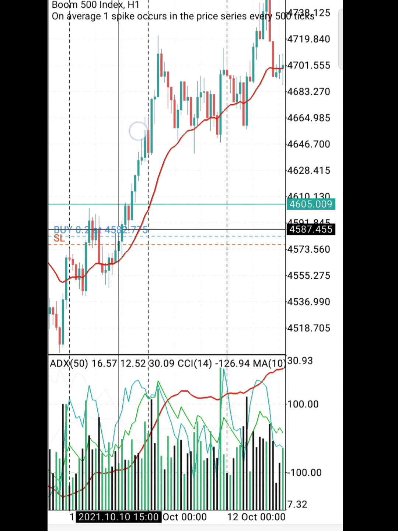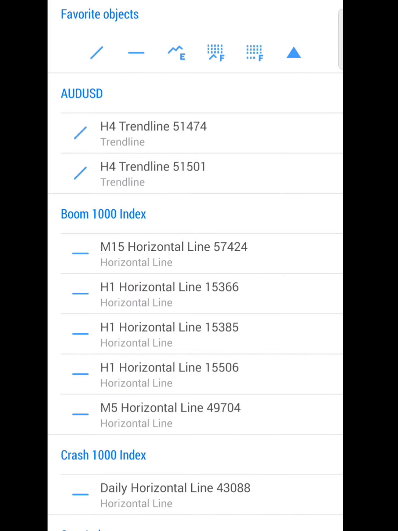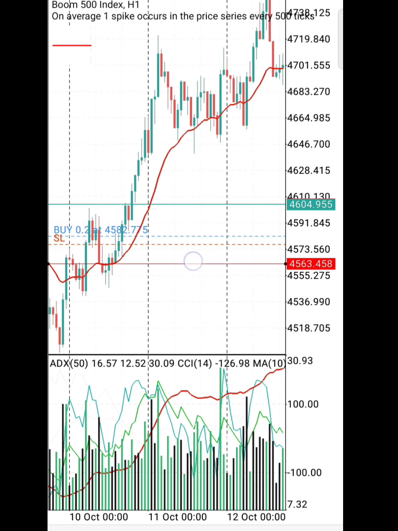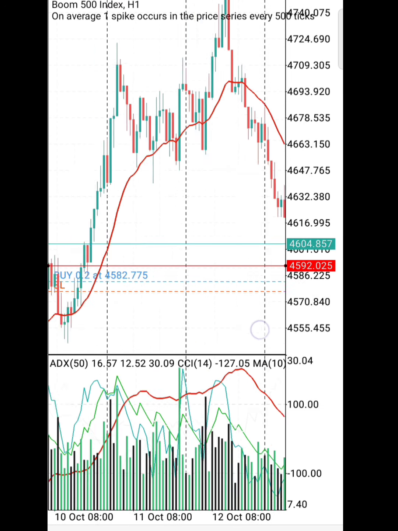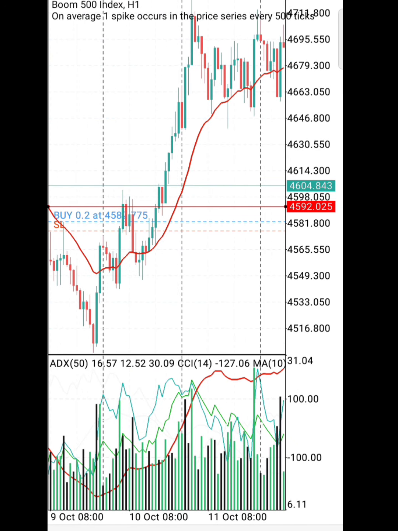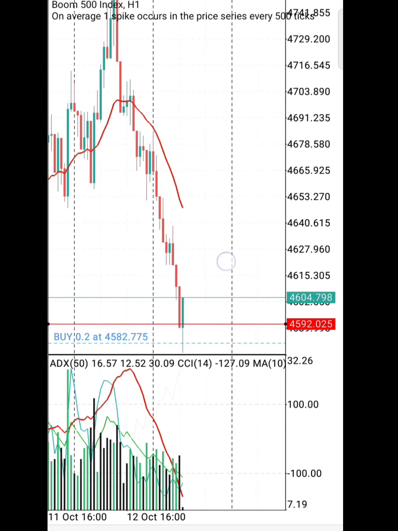So guys, I marked this point. I'm supposed to be doing this on my system, but let me just use the phone to show you. So I marked this point as a support level, number one support level. You can see that. And then guys, please watch this video carefully. You have a lot to grab from this.